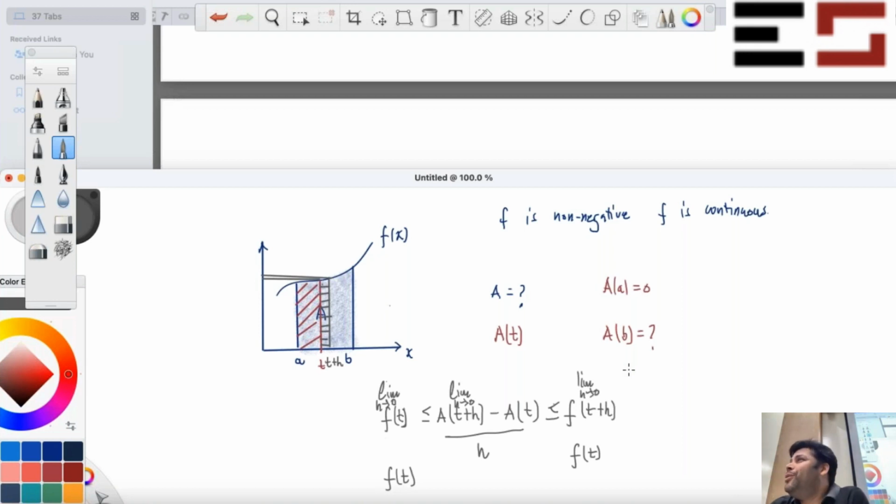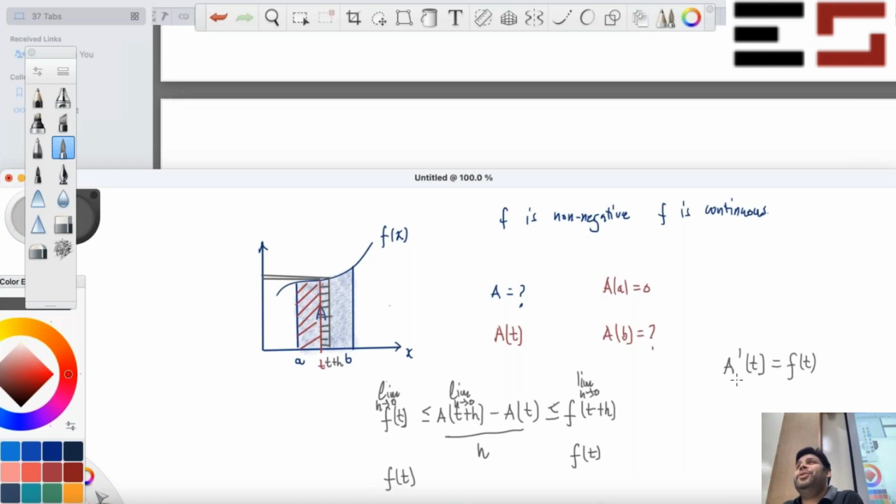Derivative. Absolutely. So basically you have done something really interesting. You have found the derivative of this area function at t, and you have found that this is nothing but f of t. Okay, so the limit of the middle term is actually the derivative of the area function at t, and that is exactly equal to f of t. Yes, great. Now, what do I want to find?